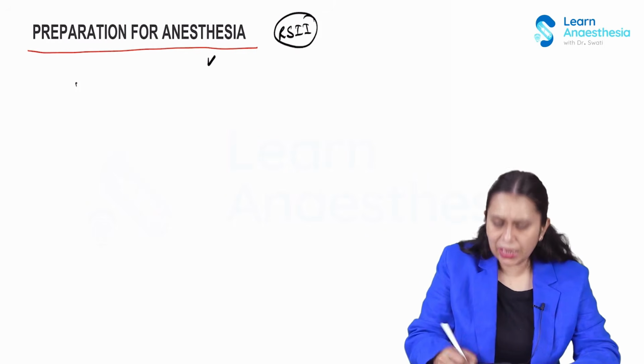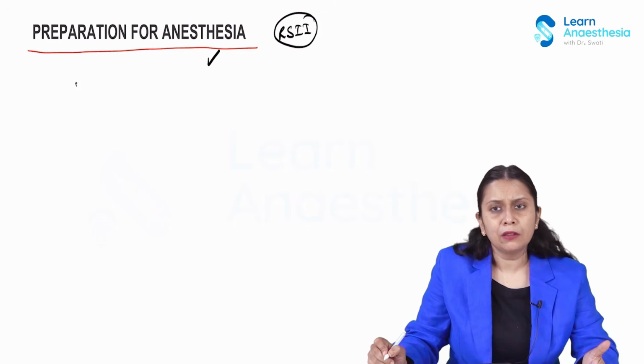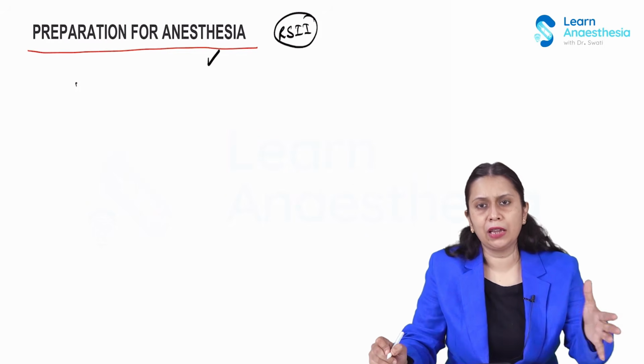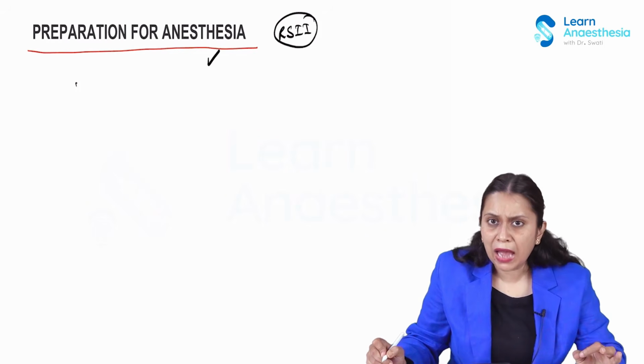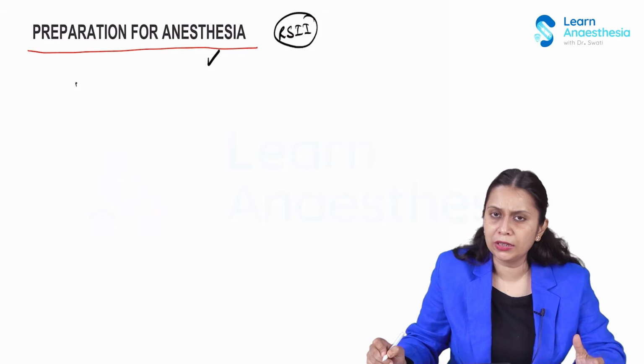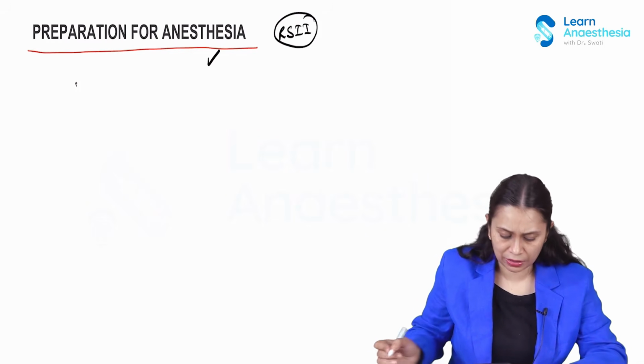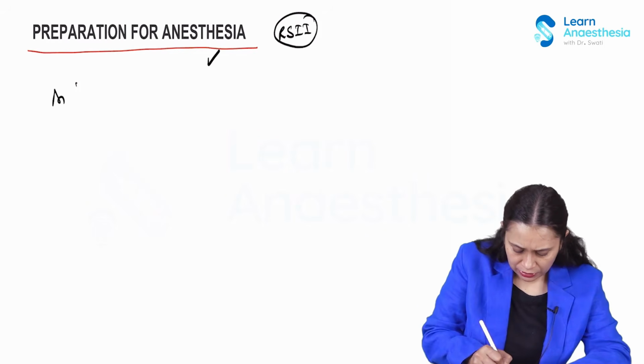So proper airway evaluation, and as I said, we need to weigh the risk of aspiration and risk of difficult airway, and we have to plan our anesthesia accordingly. If both are present in some patient, we go for awake intubation rather than RSI. So airway evaluation is very important.